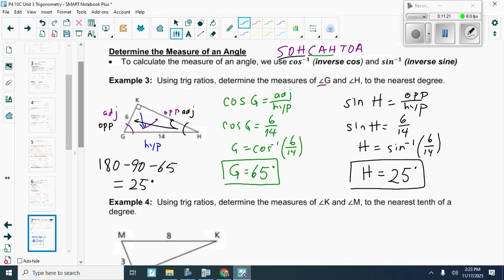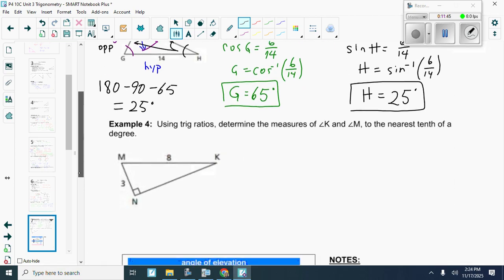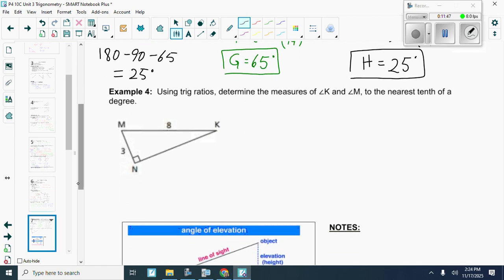So you can always double check your answers. If you add them up, they should equal 180 degrees. Our right angle is 90, 65 plus 25 should be 180. So always double check your answers. Now, if you're doing some rounding and it's off by a decimal point, I'm not concerned. But here again, using the trig ratios, we're just going to stick with that. We're not going to take the shortcut yet. Not yet, anyway. Don't worry, it's coming.